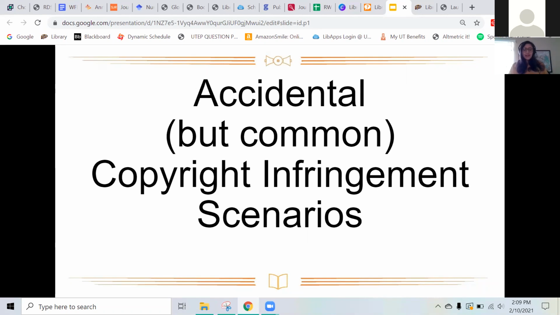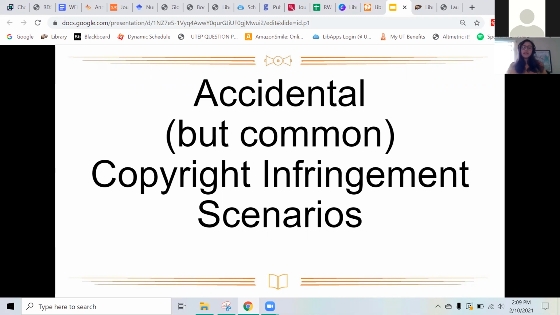But this can get in the way of the way we want to use materials in the educational environment. So when copyright infringement occurs in education, I don't ever think it's blatant or intentional or malicious. I think that more often it's really accidental. Copyright law is complicated, and your end goal is probably just that, you want to teach and you want to provide the best resources for your students.